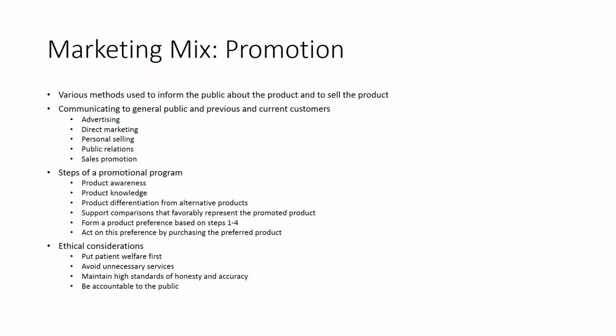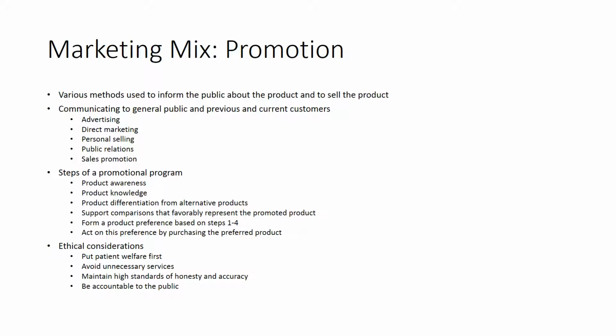The next P is promotion. There are various methods that you can use to inform the public about your product and to sell the product. You can use several different things: advertising, direct marketing, personal selling, public relations, sales promotions.